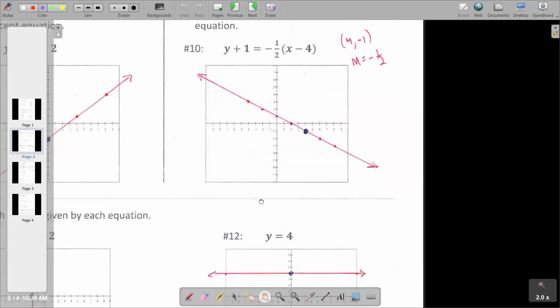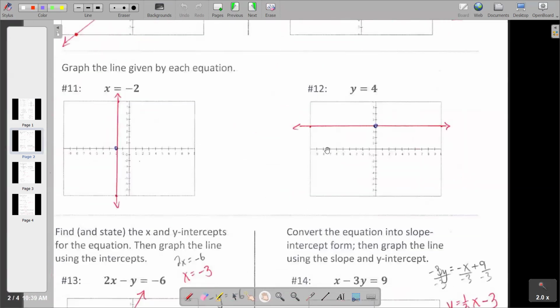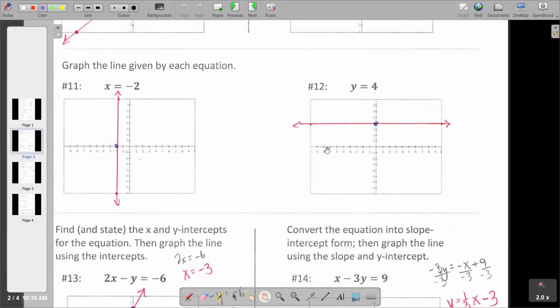Numbers 11 and 12, I'm testing only one concept, and that is, do you know the difference between a vertical and a horizontal line? And again, this is one of those things that you could add to your notes, and I'm not kidding, literally 12 seconds. You could say when there's an X, it's vertical, when there's a Y, it's horizontal. Like that's it. Draw an example if you want to, and then it takes 16 seconds instead of 12.